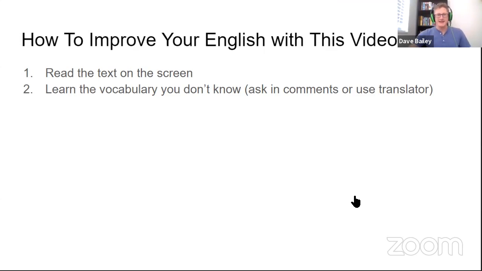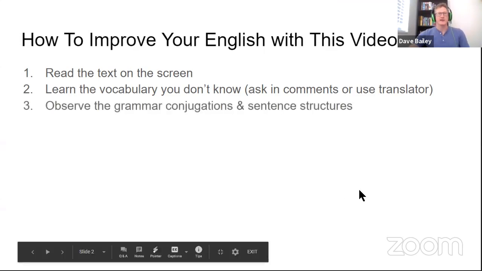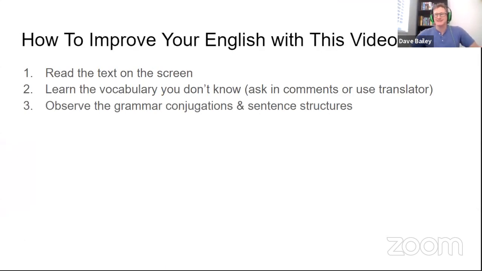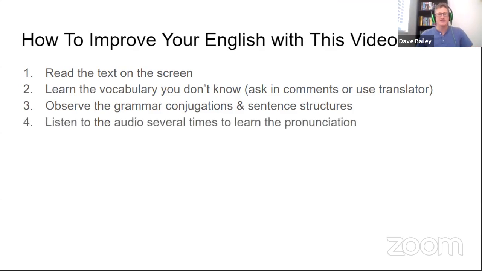And then once you do that, you can observe the grammar, conjugations, the sentence structures, and see how the words are joined together. Then you can listen to the audio several times to learn the pronunciation. Okay, so you'll listen to the audio, you can watch the video several times to practice your pronunciation, hear how the words sound, because the way you see them on the screen can be one thing, and the way they sound is completely different because that's the way English works.